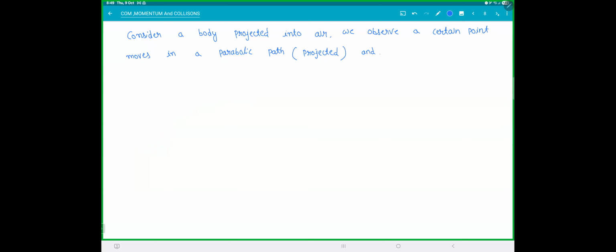But in reality, there'll be only one point which will actually go in a projectile parabola, and the remaining points are going in a circle about it. Let me show you how it looks. And the remaining points rotate about this point. This point is called center of mass.